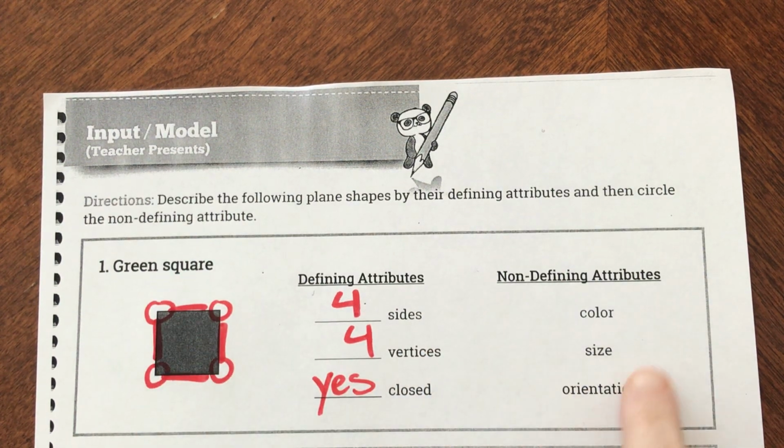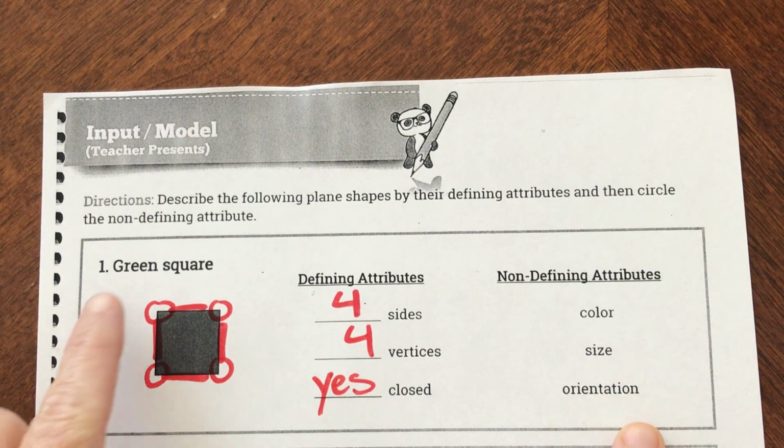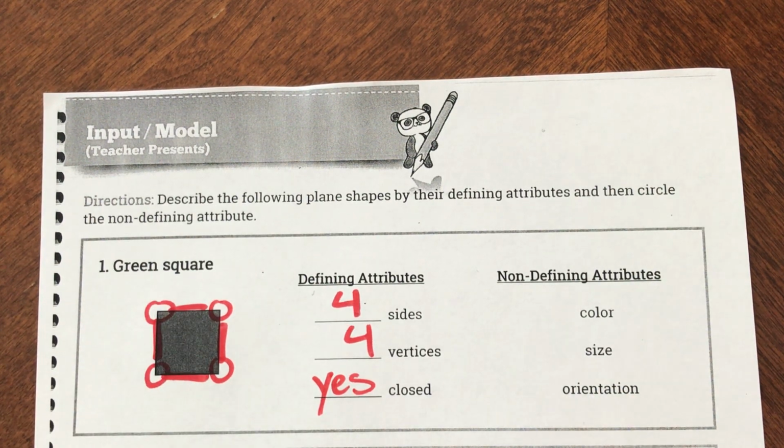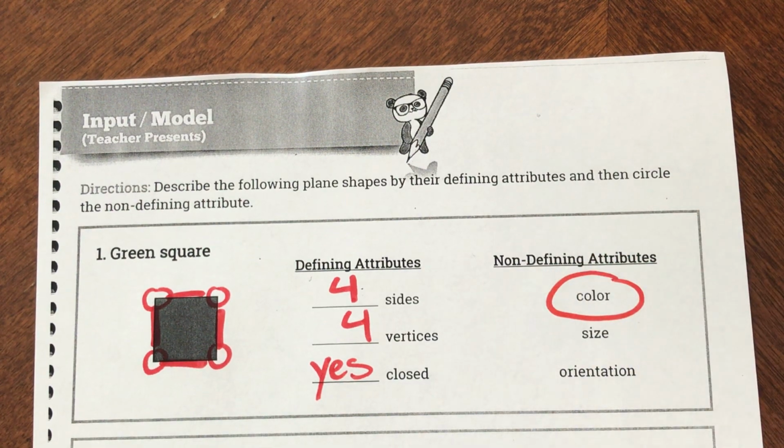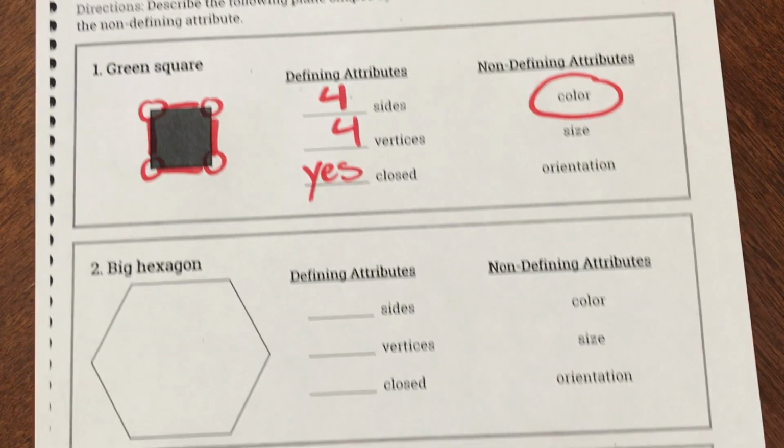What is its non-defining attribute here? Well, it told me it's a green square. So they told me its color, but that doesn't help me at all know what shape it is. So that would be called a non-defining attribute. Okay, let's look at my next one.